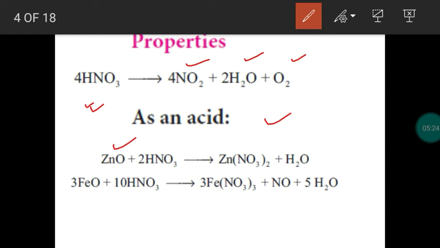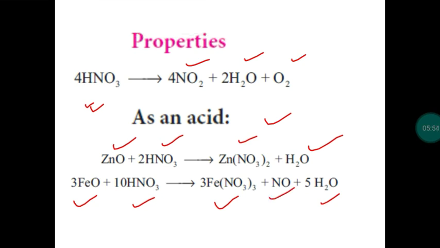We add zinc oxide, which is basic in nature, to nitric acid. We get salt and water. This is a neutralization reaction. Nitric acid has acidic nature, so it undergoes a neutralization reaction to give salt and water. Zinc oxide will be converted into zinc nitrate. In the same way, we take ferrous oxide with nitric acid, it provides salt and water: ferric nitrate and water along with the liberation of nitric oxide.